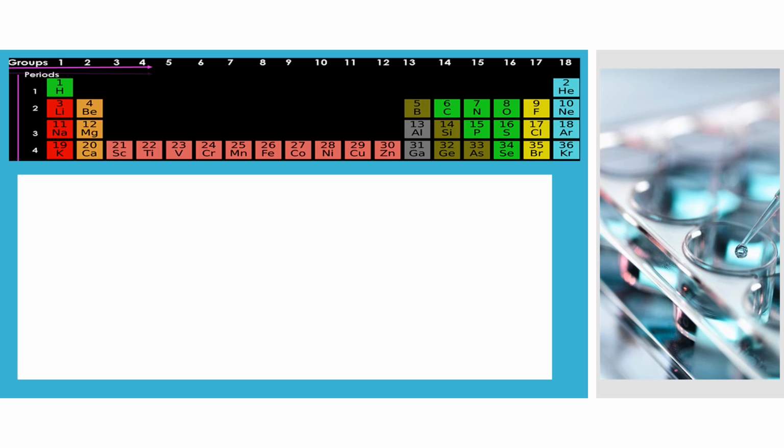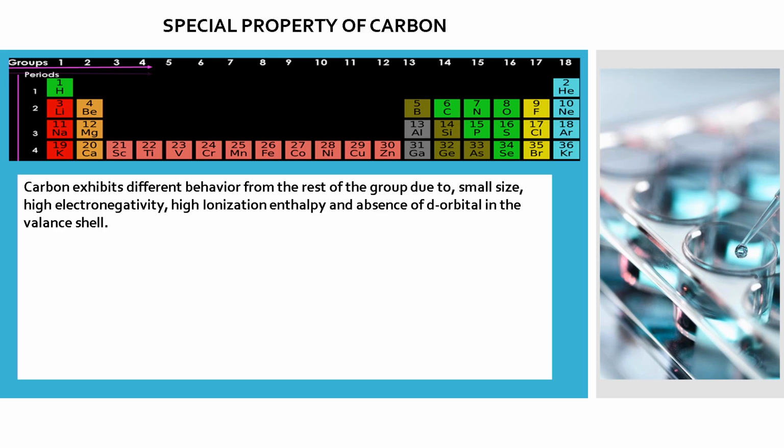So let us come to the special property of carbon. Carbon exhibits different behavior from the rest of the group due to its small size, its high electronegativity, its high ionization enthalpy, and the absence of d orbital in the valence shell. The melting point of carbon is extremely high due to all these reasons like small size, high electronegativity and so on.